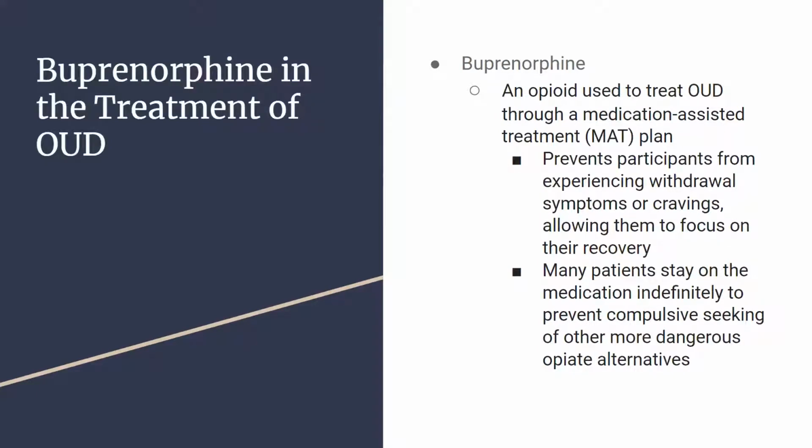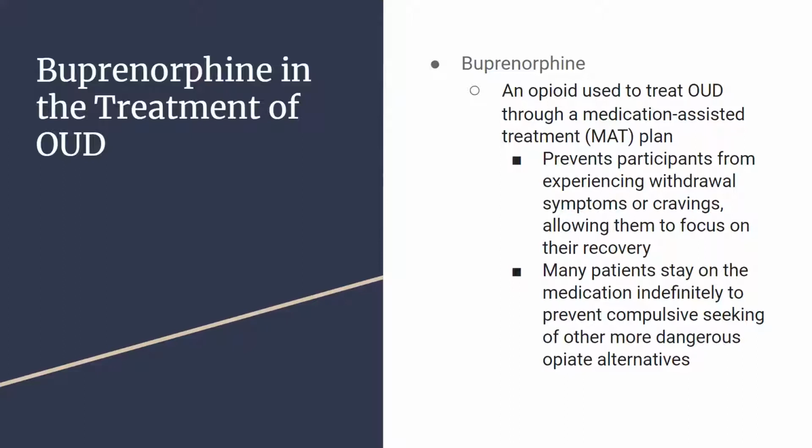For my last bit of background information, I wanted to talk a bit about buprenorphine. Buprenorphine is actually an opioid itself, and it's used to treat opioid use disorder. It's used in this way through a medication-assisted treatment plan, aka a MAT plan.